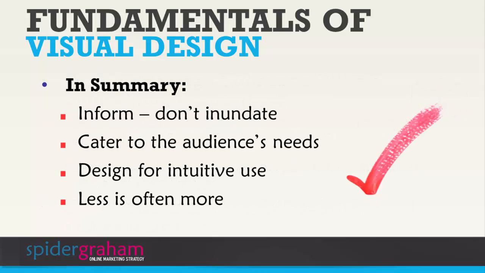So in summary, we don't want to inundate people with information. We never do. We want to inform them the best we can. We want to make sure we understand who they are so we can cater to their individual needs or their needs as an audience, as a group of people who have similarities. We want to make sure that everything we design, especially for online use, is intuitive. Very important. And by the way, in most cases, less is often more. We don't want to have so much information that people have to sort through it. Make it easy to understand. Make it easy to assimilate. And that's all I have.